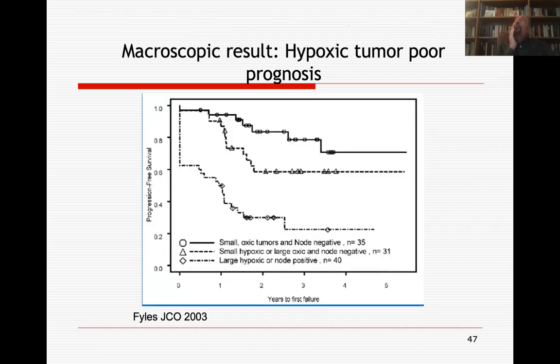From the point of view of the clinic, it is known that hypoxic tumors have a poor prognosis. This is a famous old experiment. This is the survival of uterus cancer, looking at small oxic tumors, small hypoxic tumors and large hypoxic tumors. You see, the survival gets much worse.